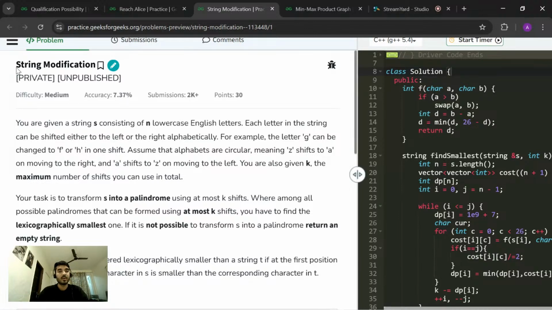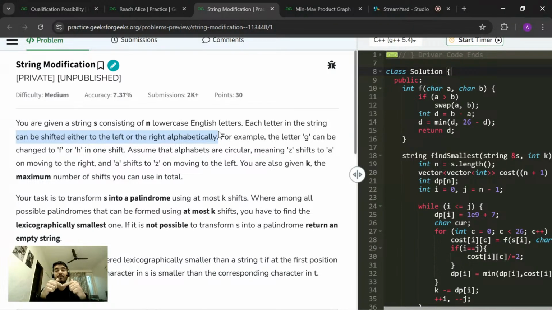So, string modification. You are given a string S consisting of n lowercase English letters, and each letter in the string can be shifted either to the left or right alphabetically, and these are given in a circular order. Each character you can shift either to the left or to the right. That is, if you are given a character B, you can change this B to A, or you can change this B to C. The C is a right shift and the A is a left shift, and all the alphabets are arranged in a circular order.